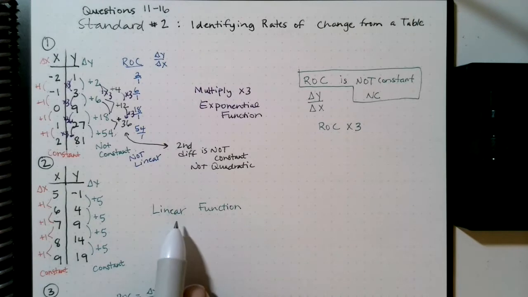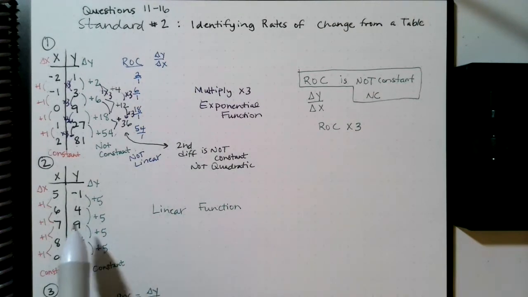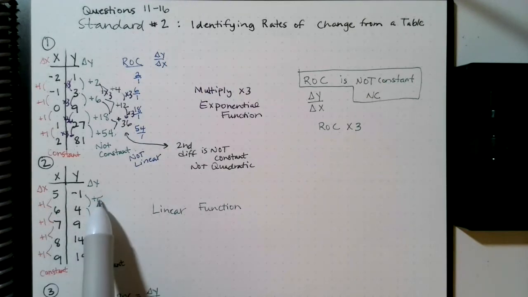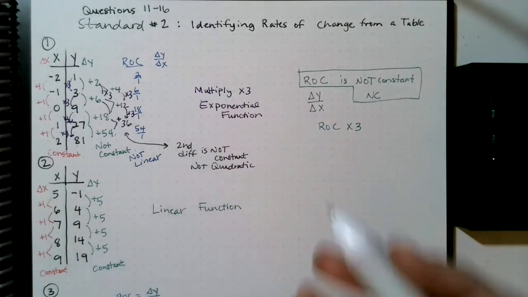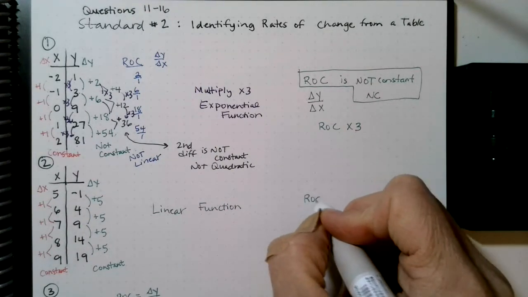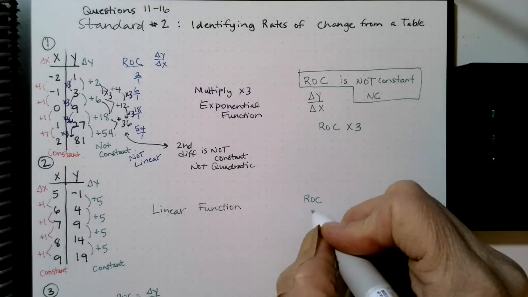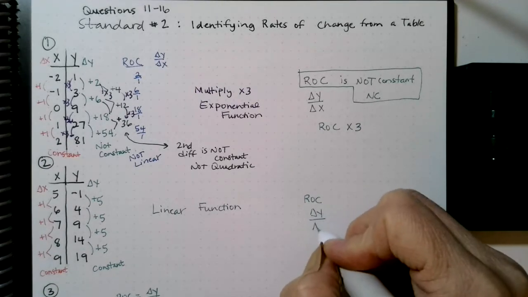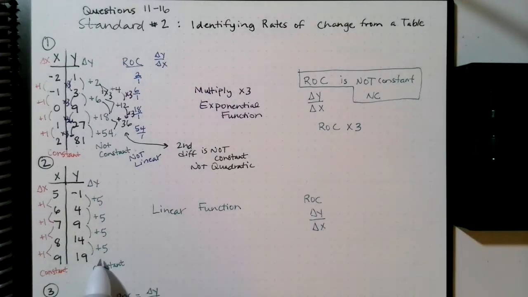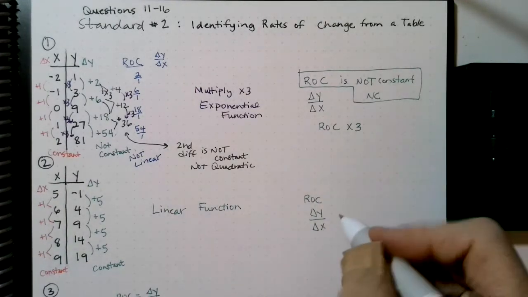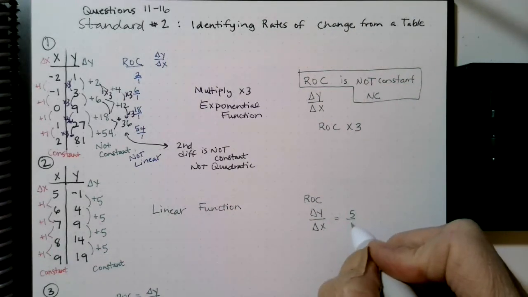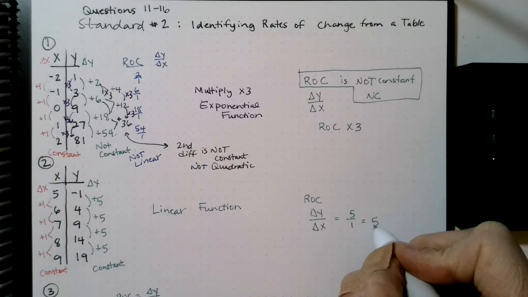So taking a look at example 2, we saw that this was a linear function because the change in x was constant. They're all ones. And the change in y is constant. They're all increasing by 5. So again, if we're talking about rate of change, we are looking at the change in y over the change in x. You do want to look at both the x and y. Now, in this case, the change in x is 1. So when we take 5 over 1, you can just write it as 5.